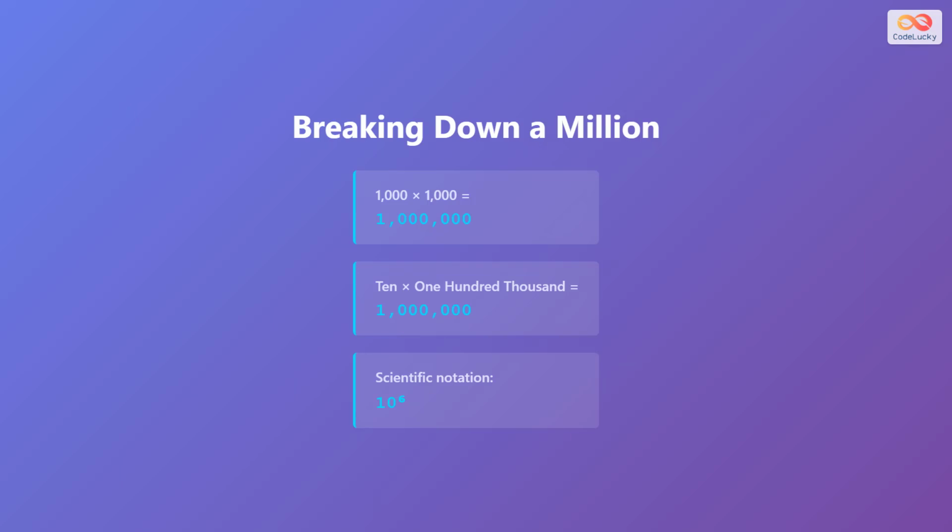Let's understand how a million is formed. 1,000 multiplied by 1,000 equals 1 million. You can also think of it as 10 multiplied by 100,000, which also equals 1 million. In scientific notation, we write this as 10 to the power of 6.